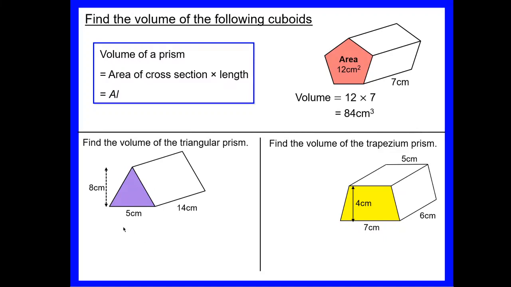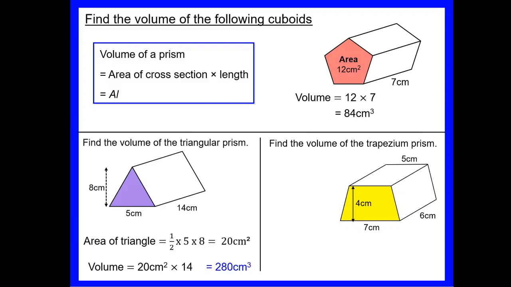So remember, to find the area of a triangle, it's a half the base times the height. So the area of the triangle is half times 5 times the perpendicular height, which is 8, which gave us 20 centimetres squared. To find the volume, we take the area value and we times it by the length. So 20 centimetres squared times 14, which gives me 280 centimetres cubed.